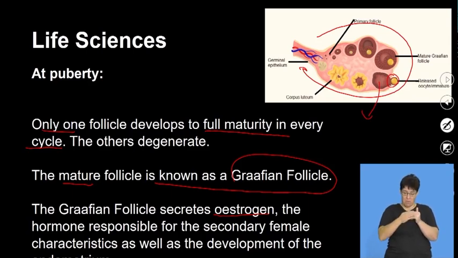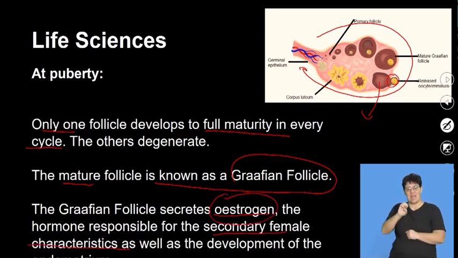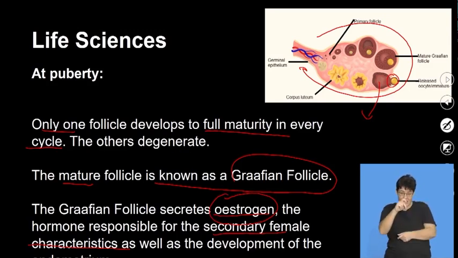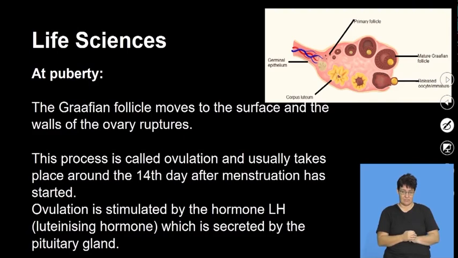The hormone is responsible for the secondary female characteristics. So in terms of puberty, the characteristics that we associate with puberty are a result of the hormone called estrogen. And that estrogen is released from the structure called the Graafian follicle, as well as the development of the endometrium. So now we're seeing the association between the ovary and the lining of the uterus. Okay. In our next slide, we can focus on further developments at puberty.